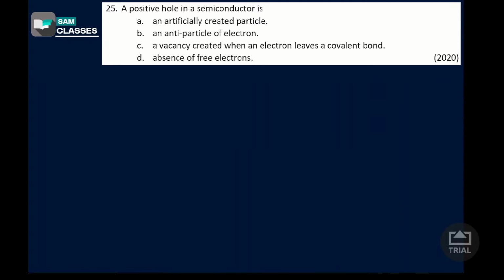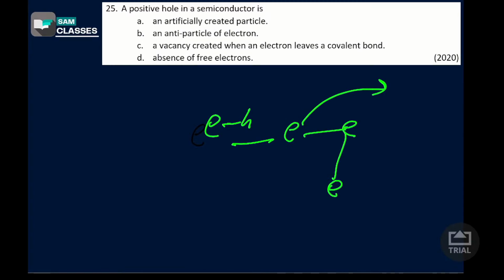D or C student, D or C? C. Electron and hole together they are there. The moment the electron leaves its place, a hole will be created. They're all bound. Okay, it leaves, a hole will be created. So what will be?